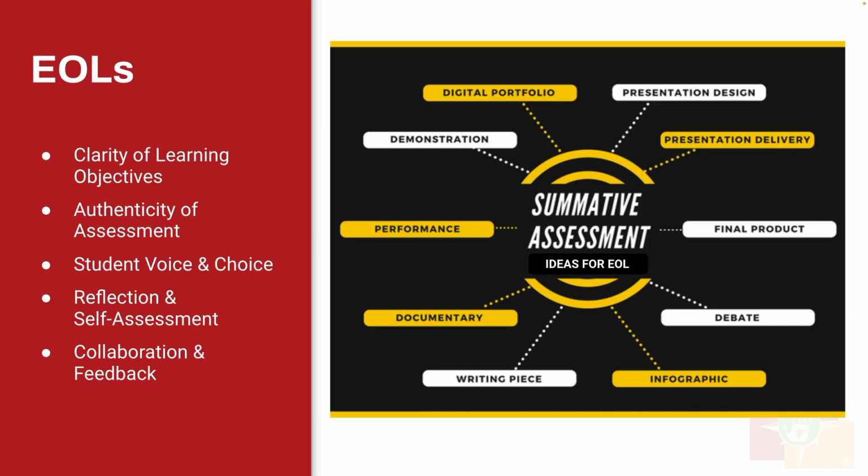Student voice and choice. Giving students some choice and autonomy in how they demonstrate their competencies can increase engagement and motivation. This could involve offering multiple assessment formats or allowing students to choose the specific topic or focus of their assessment. Reflection and self-assessment. Students should be given the opportunity to reflect on their learning and assess their own competencies. This can help them develop metacognitive skills and become more self-directed learners.